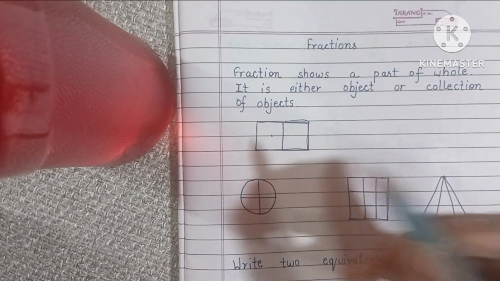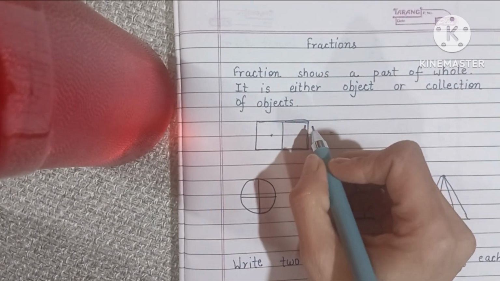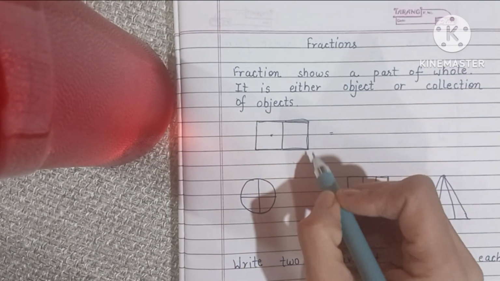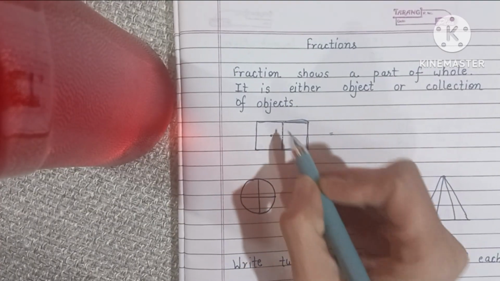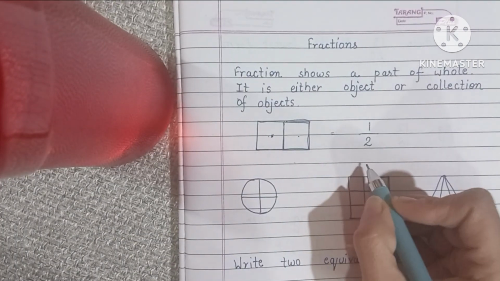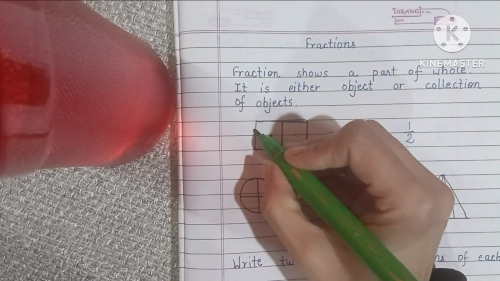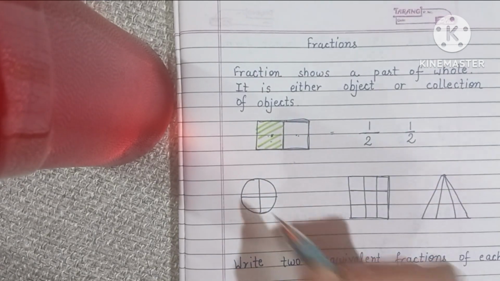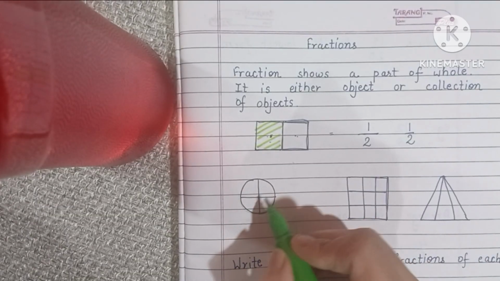It is called... what part will you call this? This is the whole, and we represent the whole by 1. I told you in the last video that this one whole rectangle shows the whole part, which is 1. We have divided this part equally into 2 parts. So this part is 1/2 and this part is 1/2. That means if we shade this one, then what is the fraction for the shaded part? 1/2.